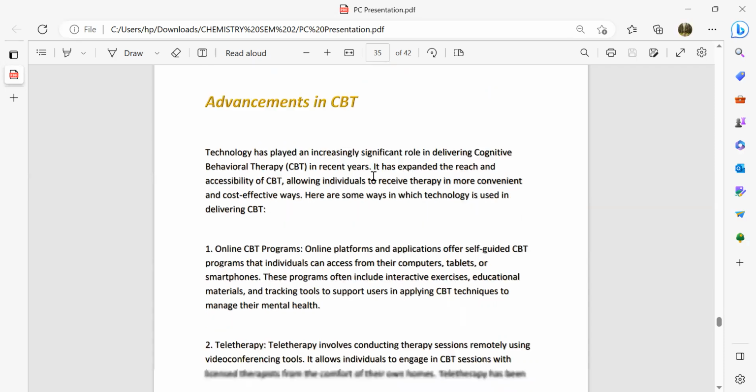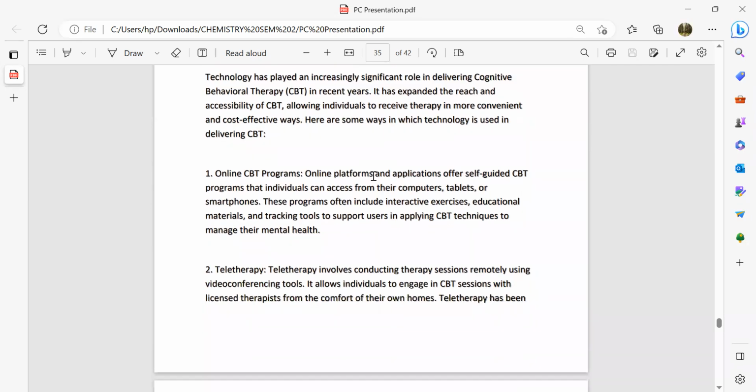Online CBT programs, platforms, and applications offer self-guided CBT, like AI chatbots, which are quite famous nowadays. These programs often include interactive exercises, educational materials, and tracking tools to support users in applying CBT techniques to manage their mental health.